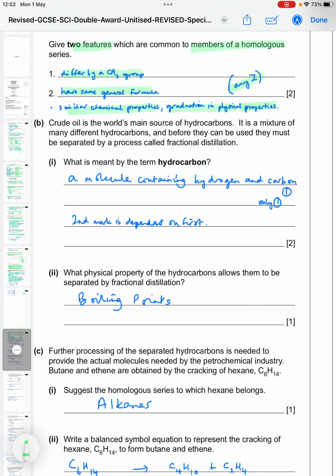Crude oil is the world's main source of hydrocarbons. It's a mixture of many different hydrocarbons. Before they can be used, they must be separated by a process called fractional distillation. That'll probably come up later.